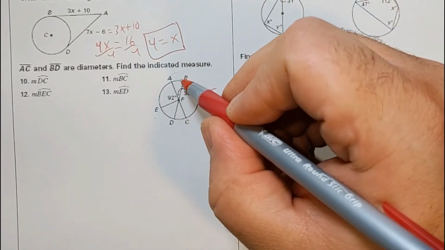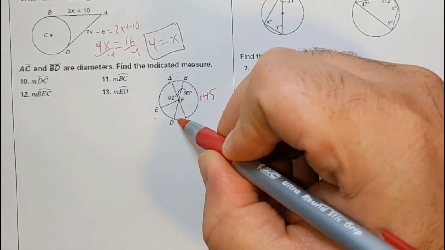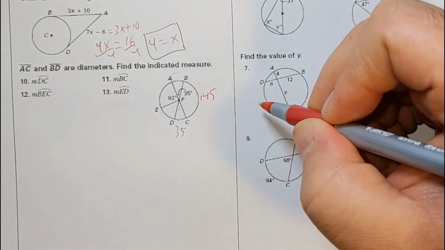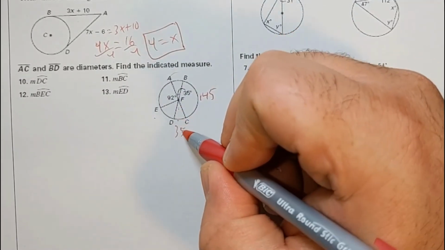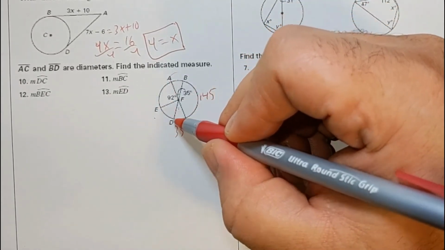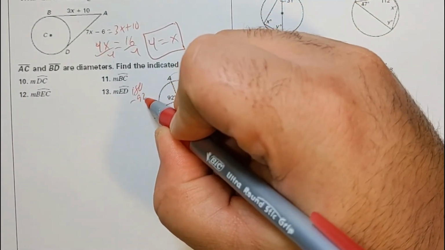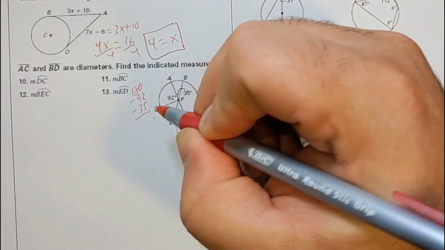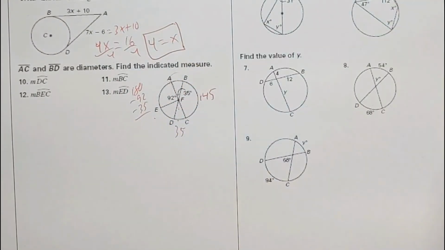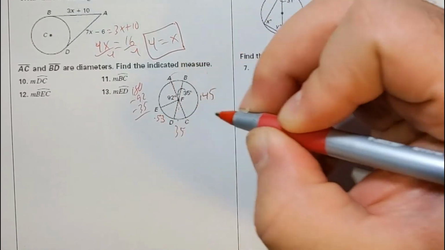And then vertical angles, if this is 35, then that means this side is also 35, so DC is 35. And then if you know this is 35 and we have 92 from A to E, and these three together make 180, you can go 180 minus 92 and 35, and whatever is left over has to be DE. So this has to be 53 degrees.